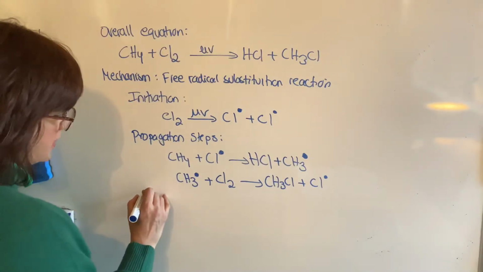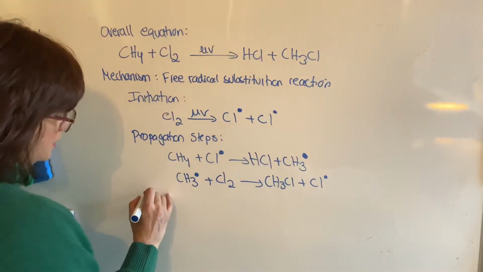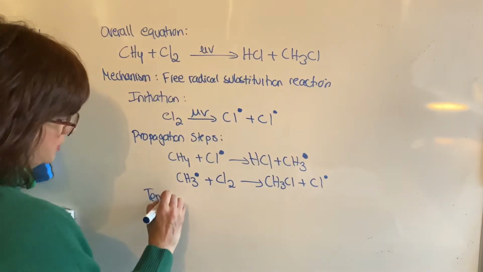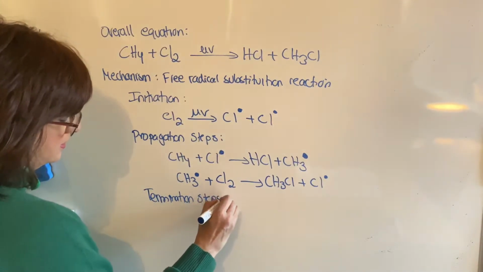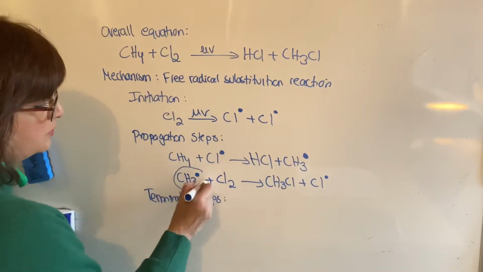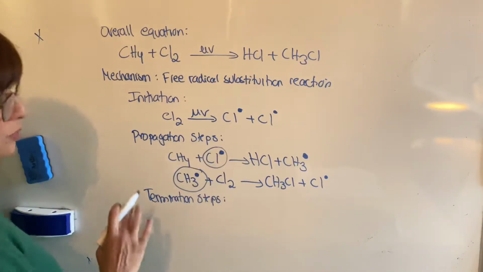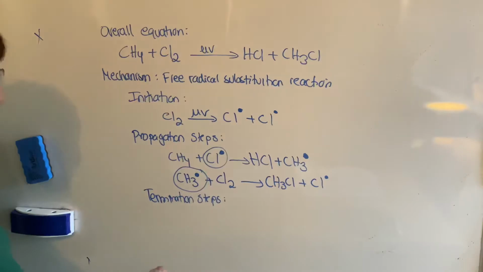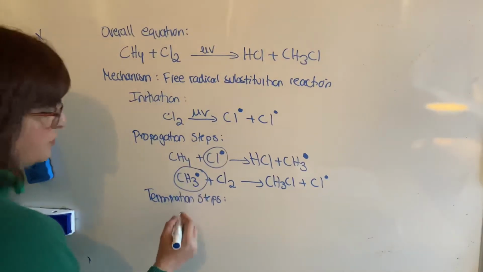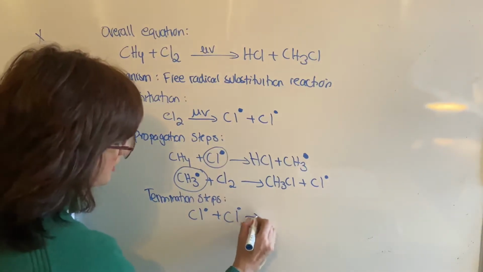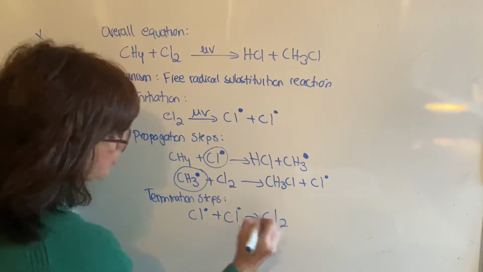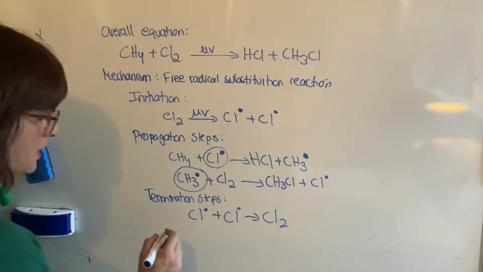The 3rd step is called the termination step, and there are 3 termination steps. You can take all the free radicals that are formed, and they will bump together and form a bond. So if I have 2 chlorine free radicals and they hit each other, they will form a bond and a chlorine molecule is formed.